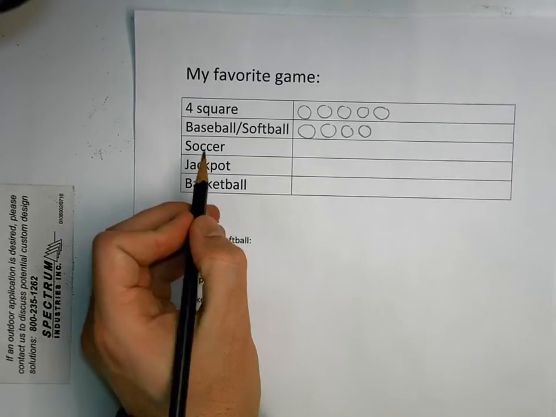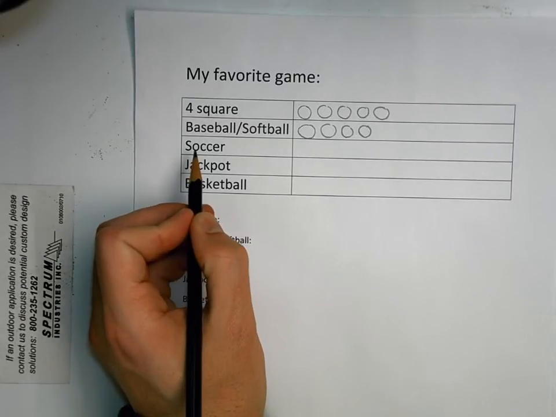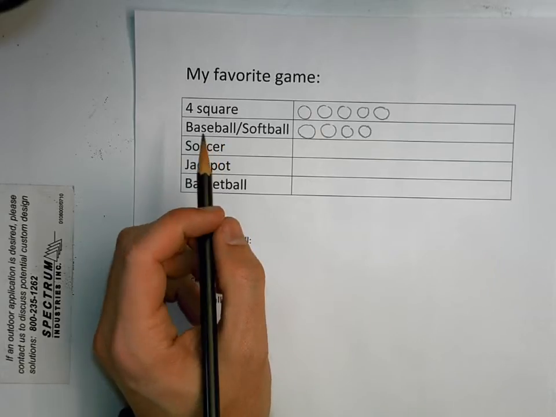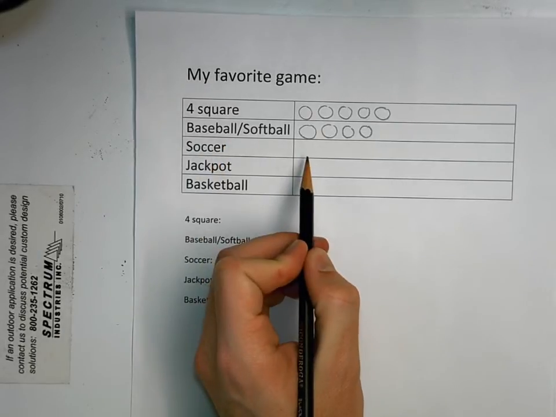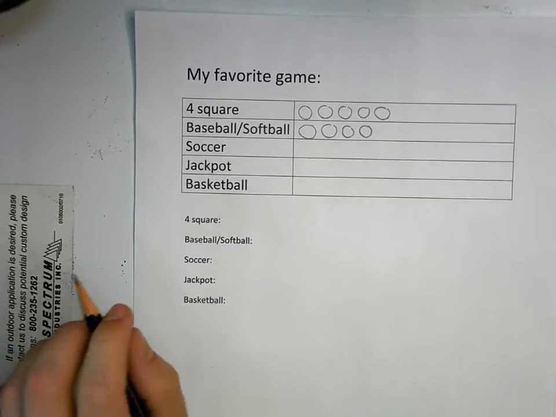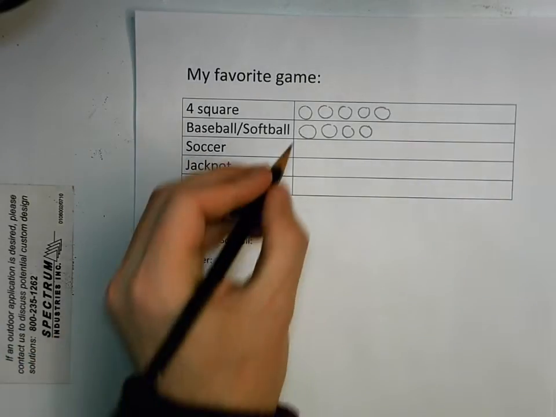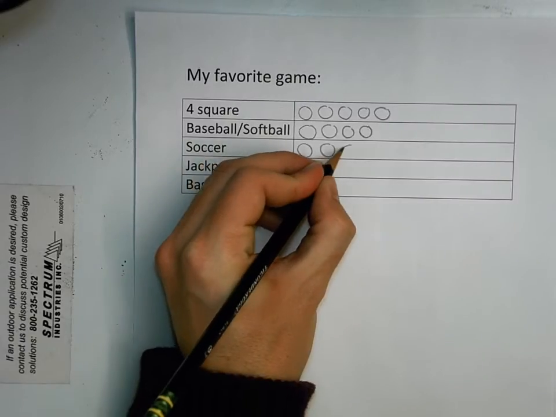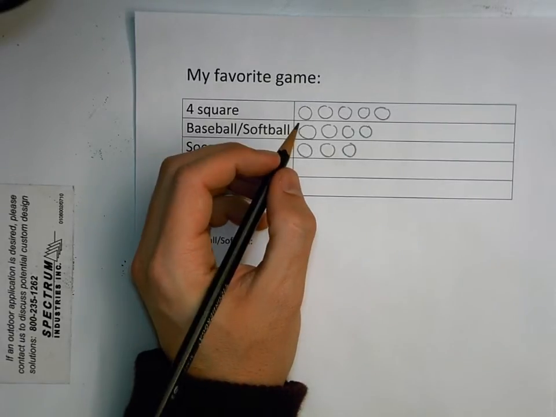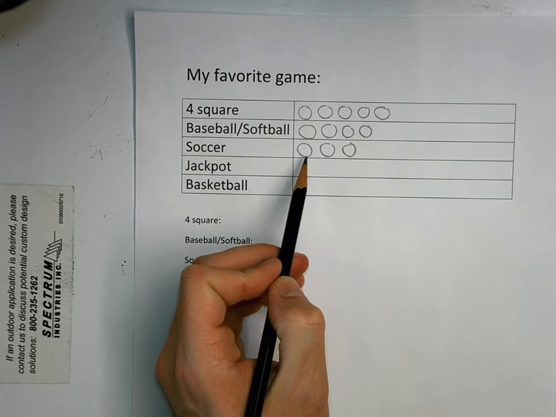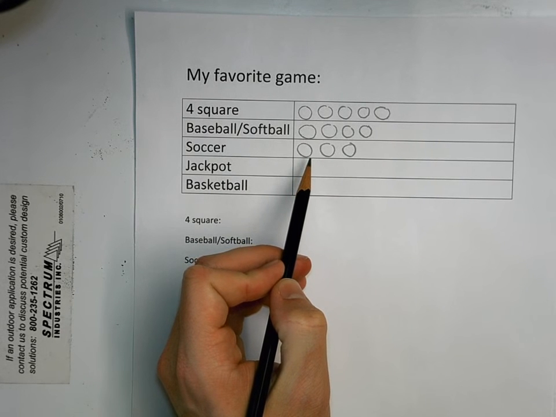How many kids would like to go play soccer? I had 3. So who can tell me what I'm going to draw in this box for my picture graph? 3 circles. 1, 2, 3. Because for every child who likes that game the best, in my picture graph, I'm going to draw a circle.